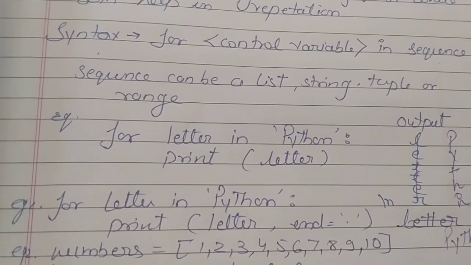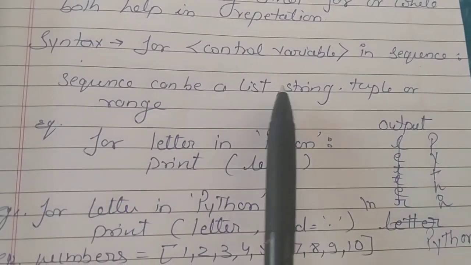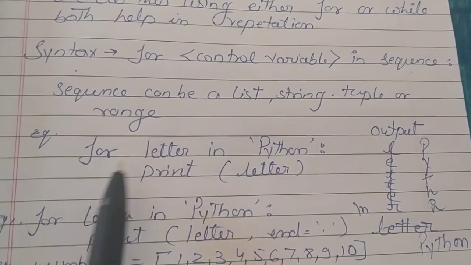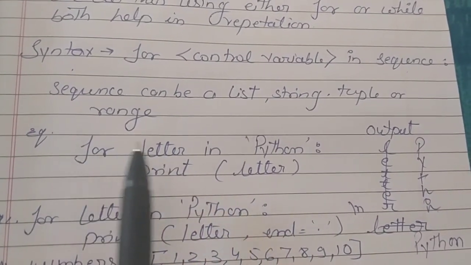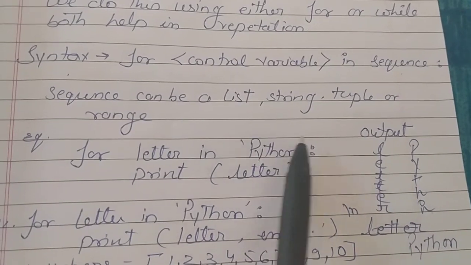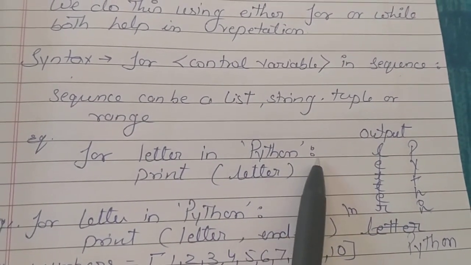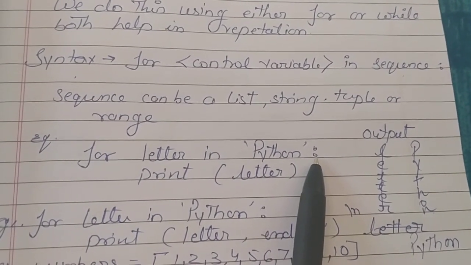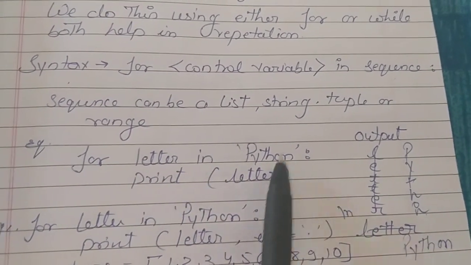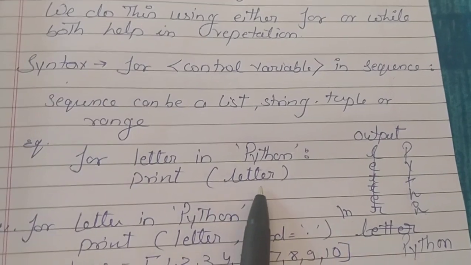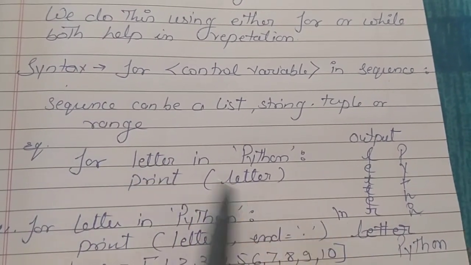See here. First, that is a string. For letter, a variable, the control variable here, for letter in Python, in single quotes, it's a string. Colon is very, very important. It's a part of your syntax. So for letter in Python, print letter. This letter is a variable here.